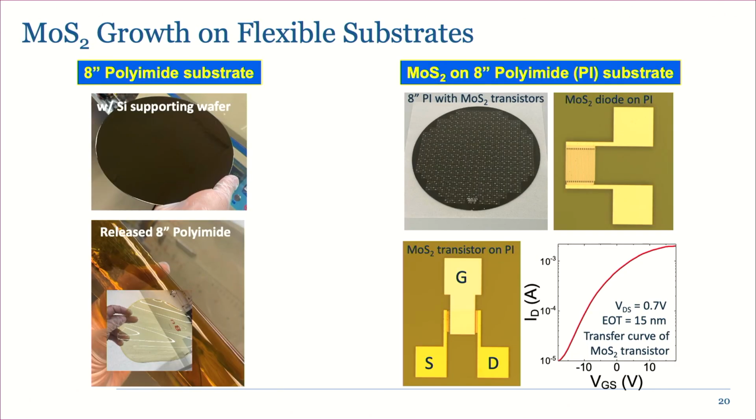So the work that I just mentioned was on silicon substrates, but we're actually also able to grow these materials on flexible substrates. For example, here is polyimide. So there's a picture of the wafer, and it's on a silicon backing, but after the growth is done, you can also remove it. And you can see here the flexible substrate. And we can fabricate devices on the polymer, and they show reasonable performance.